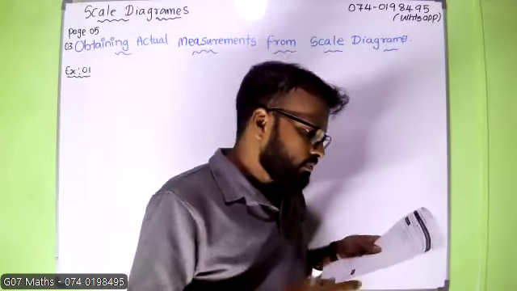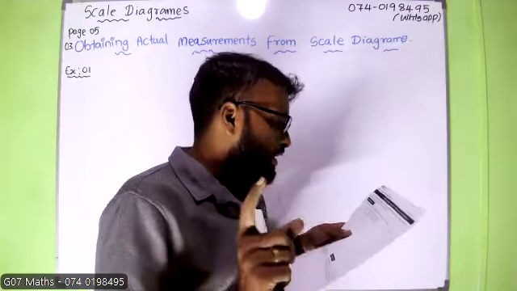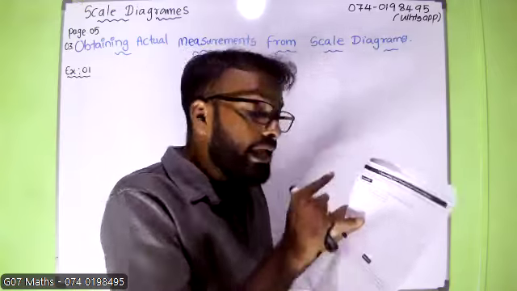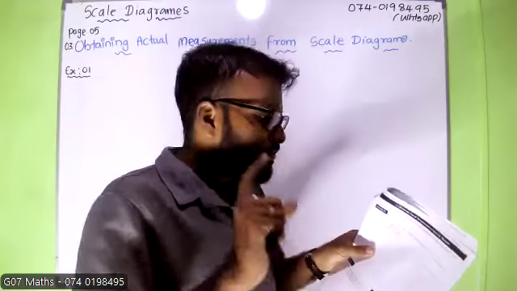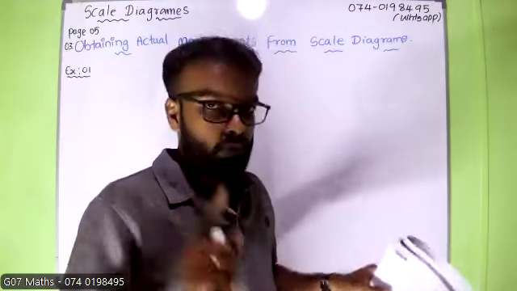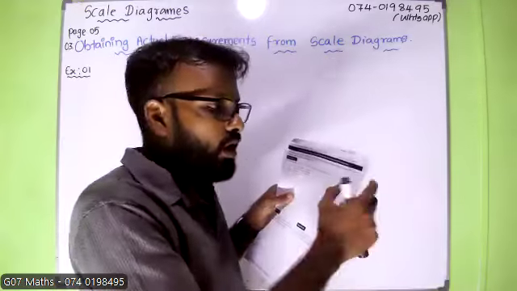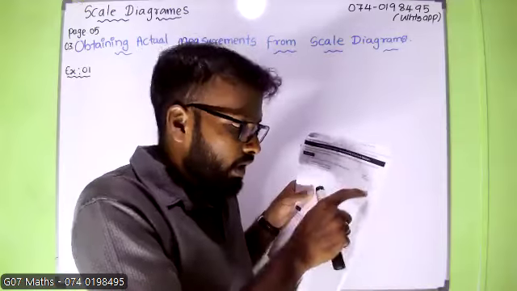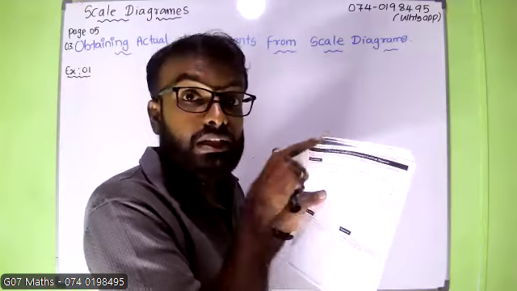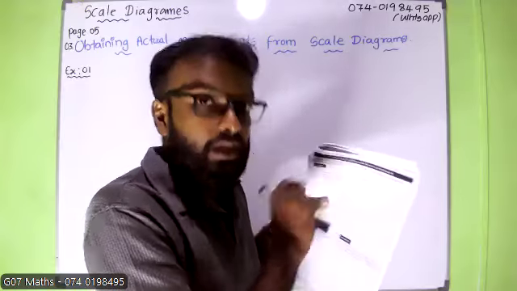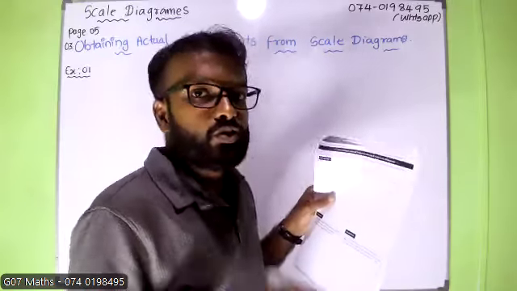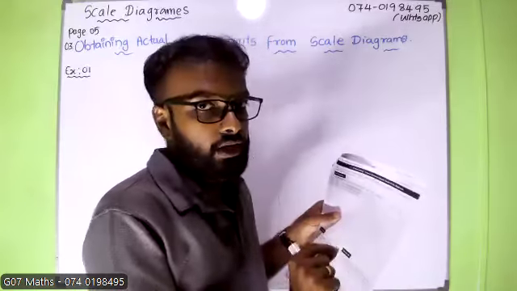In the figure, then find the actual length of the floor, the actual width of the floor, and the actual area of the floor. First of all, let's find the actual length and the actual width of the floor. Here you have been given the floor plan. Scale length is 10 centimeters. Scale breadth is 5 centimeters. So you need to be careful about that.